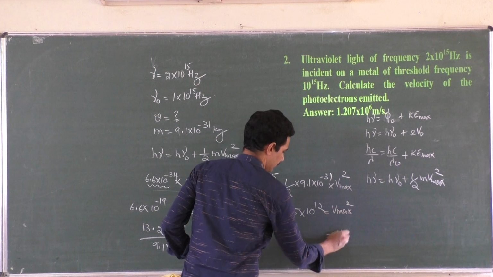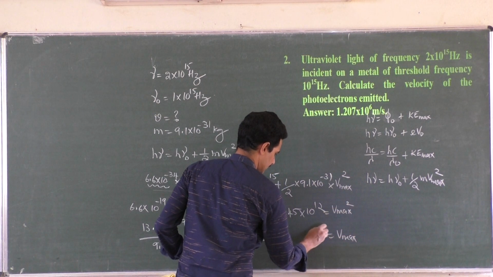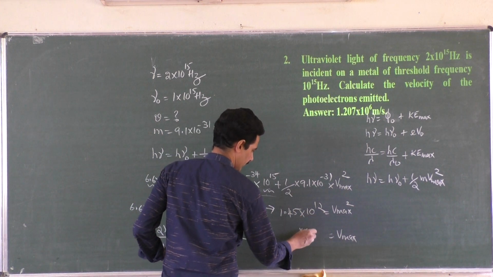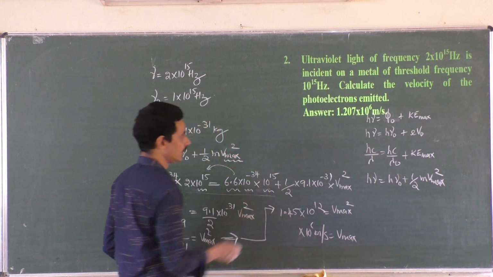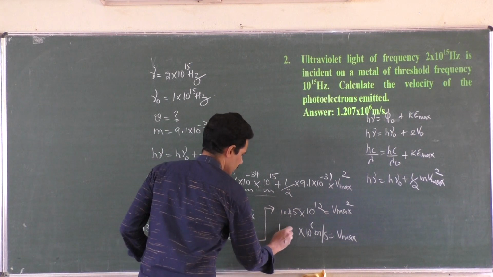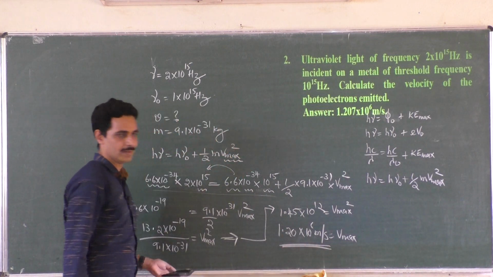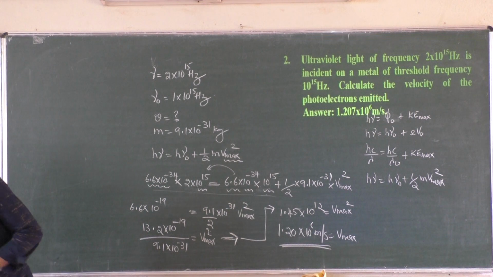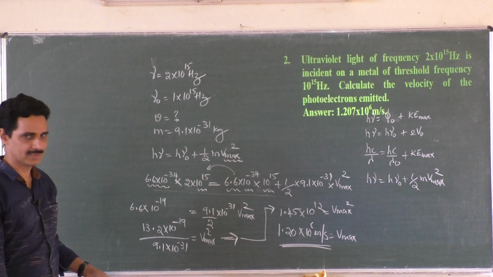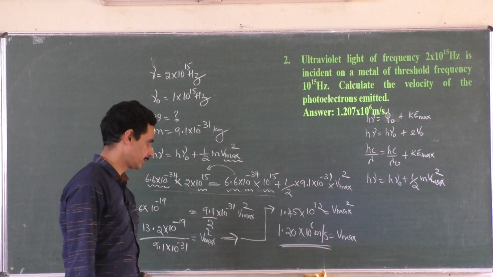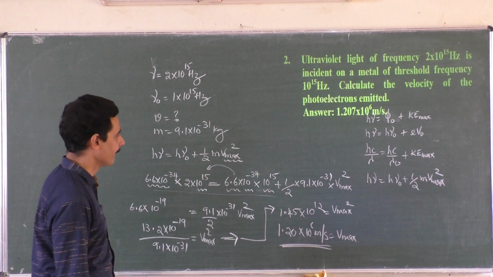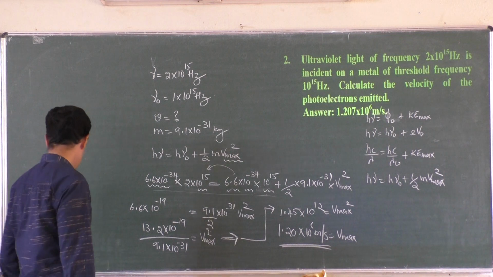What is V maximum? Square root of this, 10 to the power 6. Of course, you have to write meters per second. Square root of this is 10 to the power 6 meters per second, and square root of 1.45 is 1.20. 1.20 into 10 to the power 6 meters per second is the answer. Okay? In calculation, it takes a long process, but the rest of the things are very easy. Right? 1.20 into 10 to the power 6 meters per second, that is the maximum velocity of the electrons. Shall we move on to the next one?